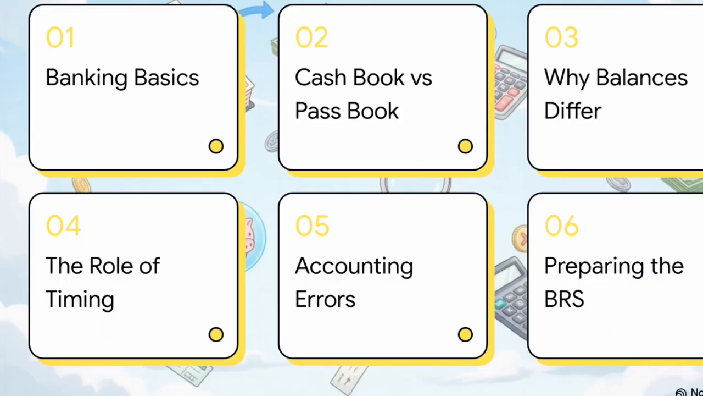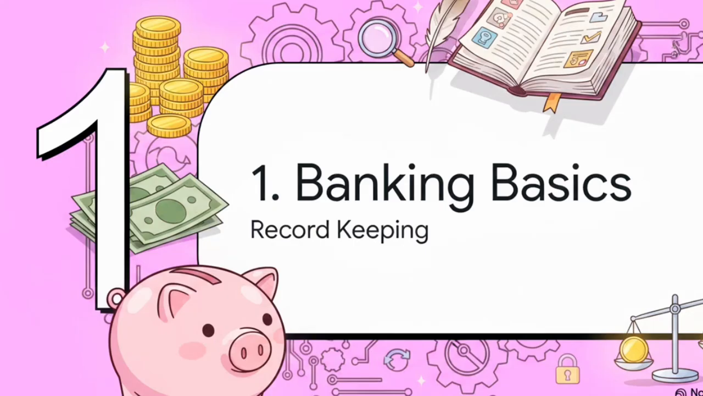To make sure we build a rock-solid foundation, we'll follow a very logical path. First, we'll cover banking basics. Then we'll contrast the cash book with the passbook, and after that, we'll uncover exactly why those balances differ, looking specifically at timing and errors. Finally, we'll bring it all together by preparing the bank reconciliation statement to put everything into perfect harmony. All right, let's get started with Section 1, Banking Basics and Record Keeping.